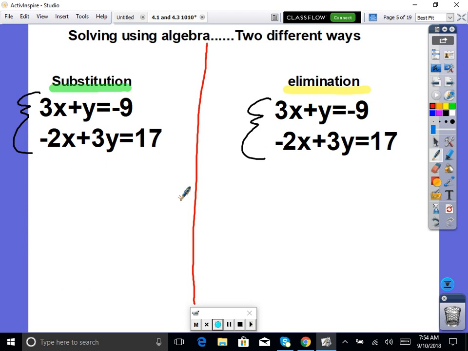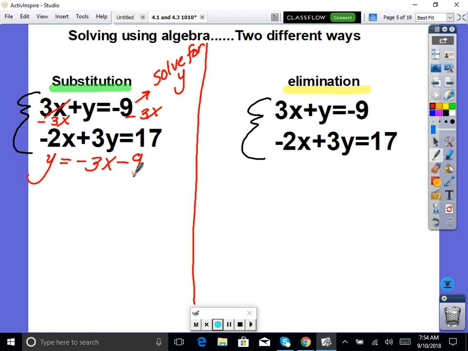I always write myself little notes to help me not make errors when we start doing harder ones in the future. So I take the top one, and I'm going to solve for y. That means get y alone. So that would be subtract 3x, subtract 3x. So now we have, I'm going to write it below this, y is equal to negative 3x minus 9.